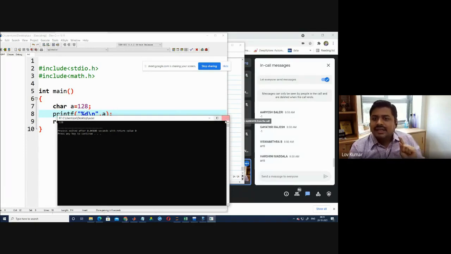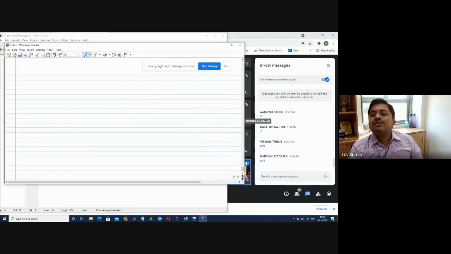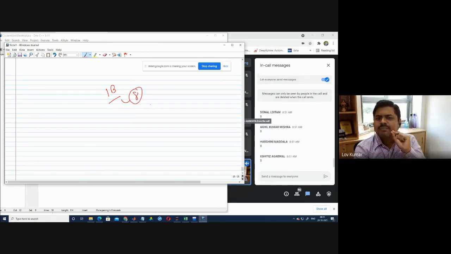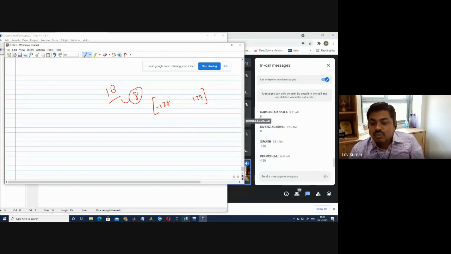Just you can see. The character will take 1 byte of memory. What is the number of bits in 1 byte? 8. If the number of bits equal to 8, what is the minimum number you can represent in 2's complement? Minimum number minus 128. What is the maximum number? 127. Can we represent 128?